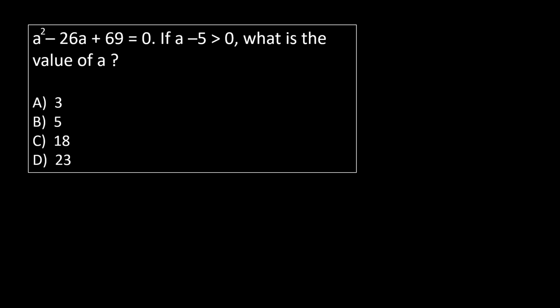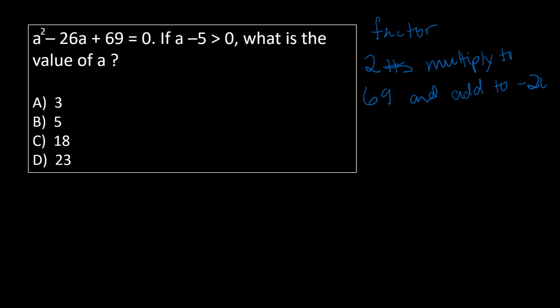Alright, so first question here. a squared minus 26a plus 69 equals 0. If a minus 5 is greater than 0, what is the value of a? The first thing I want to do here, I think, is factor. So I need to know what two numbers are going to multiply to 69 and add to negative 26.